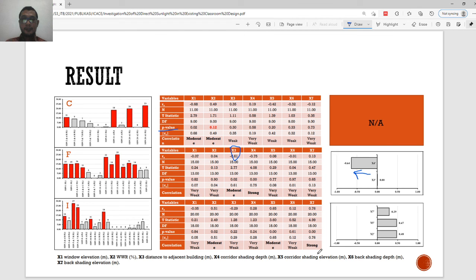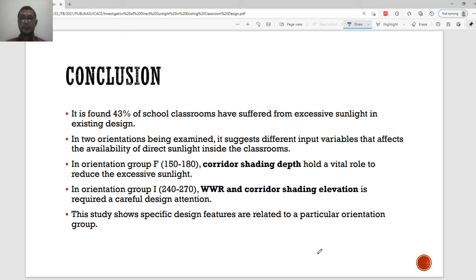So from these results, we conclude that 43% of the school classrooms have suffered from excessive sunlight in existing designs. In the two orientations being examined, it suggests different input variables that affect the availability of direct sunlight inside the classroom. In orientation group F, corridor shading depth holds a vital role in reducing the excessive sunlight. In orientation group I, window to wall ratio and corridor shading elevation require careful design attention. This study shows that specific design features are related to a particular orientation group.